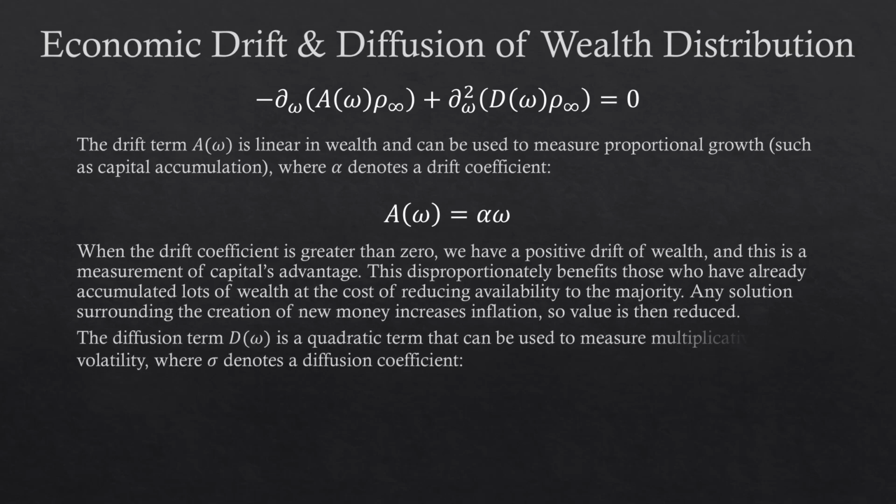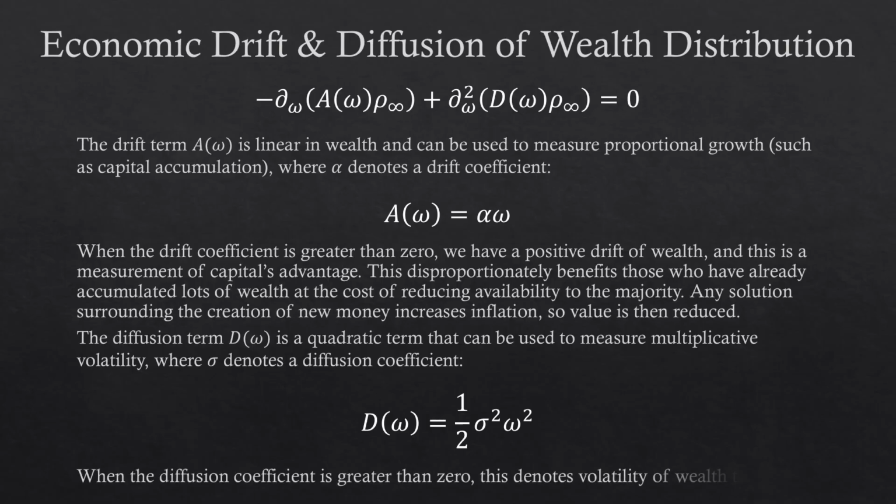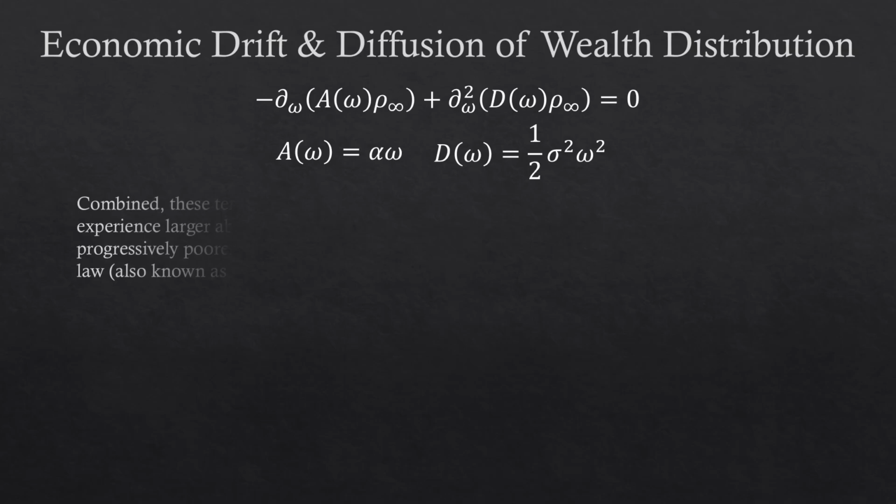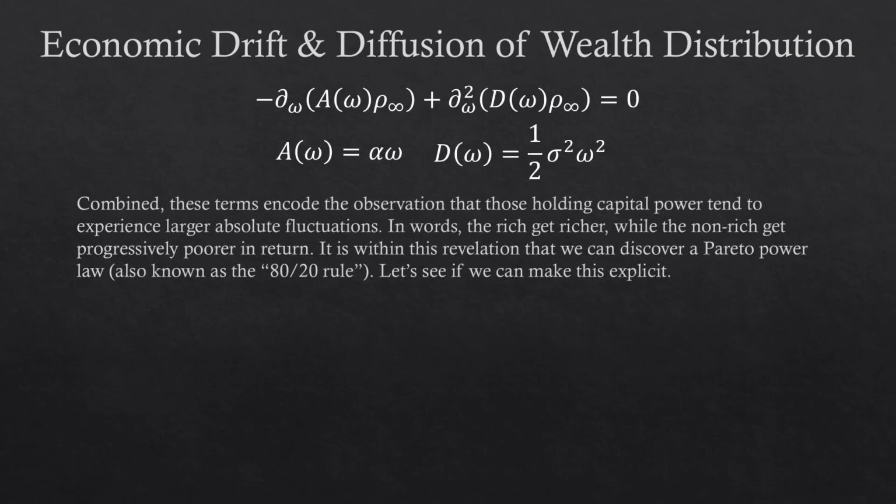The diffusion term, D of omega, is a quadratic term that can be used to measure multiplicative volatility, where sigma denotes a diffusion coefficient. When the diffusion coefficient is greater than 0, this denotes the volatility of wealth transfers. Combined, these terms encode the observation that those holding capital power tend to experience larger absolute fluctuations. In words, the rich get richer while the non-rich get progressively poorer in return. It is within this revelation that we can discover a Pareto power law, also known as the 80-20 rule. Let's see if we can make this explicit.